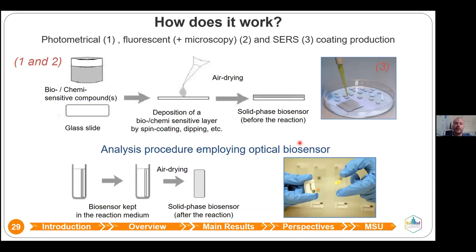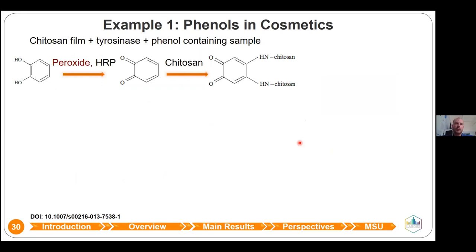Examples. One example: phenol and the peroxides, because they are kind of substitutable, vice versa. So if we have phenol molecules, any kind of phenol molecules, and we have a peroxide in our film, the film is made of chitosan with some tyrosinase. So we create a quinone, and then this quinone can interact with the chitosan film, and that's all.